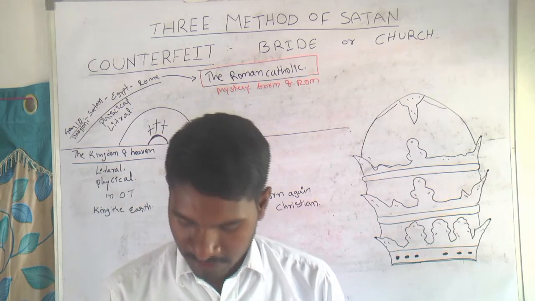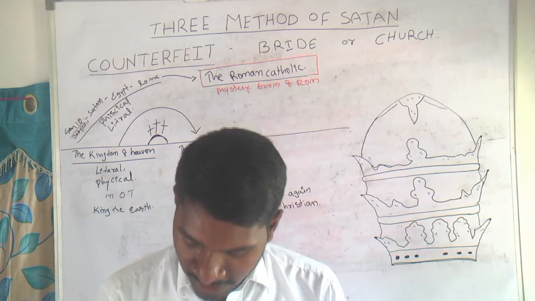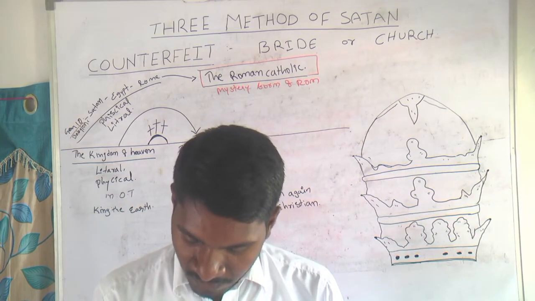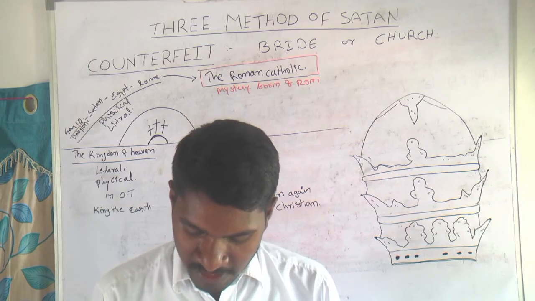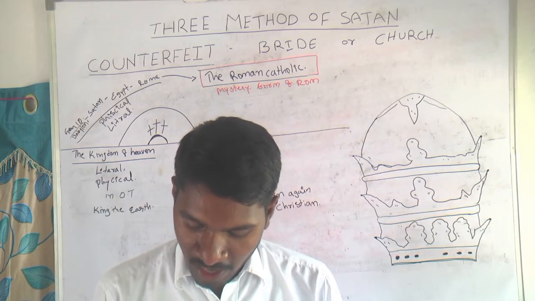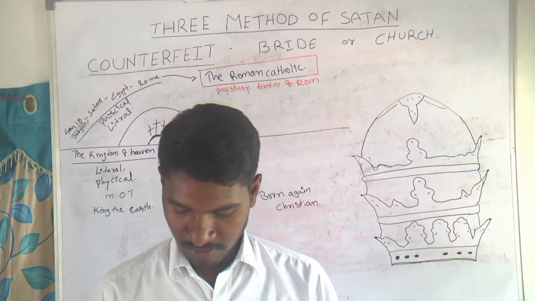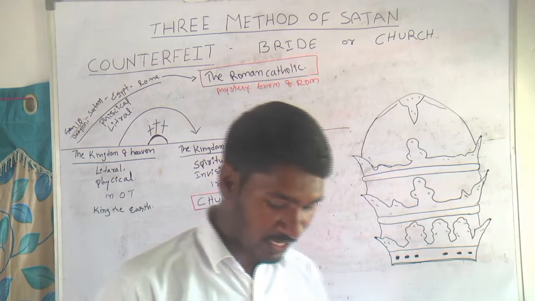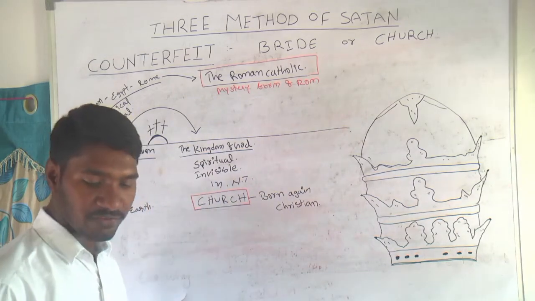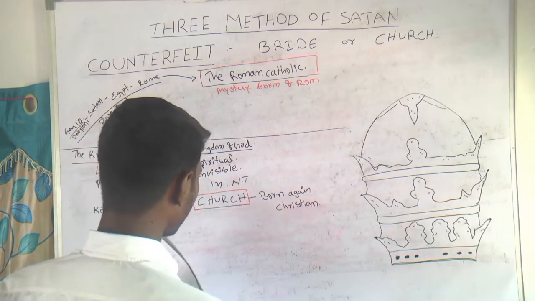Revelation chapter 17 verse 6: And I saw the woman drunken with the blood of the saints and with the blood of the martyrs of Jesus. Martyrs of Jesus. And when I saw her, I wondered with great admiration. So this woman is said to be drunken with the blood of saints. See that? So please make sure of these things.